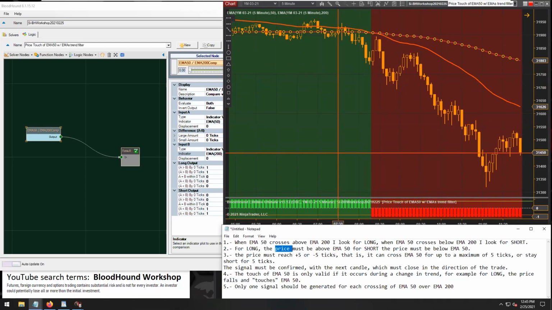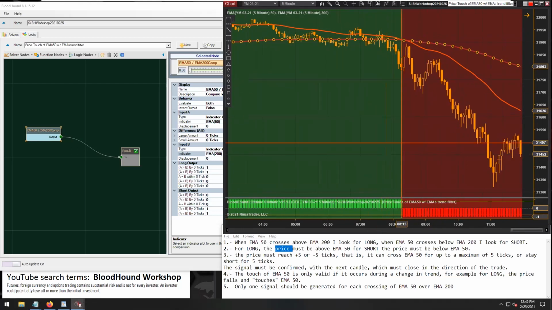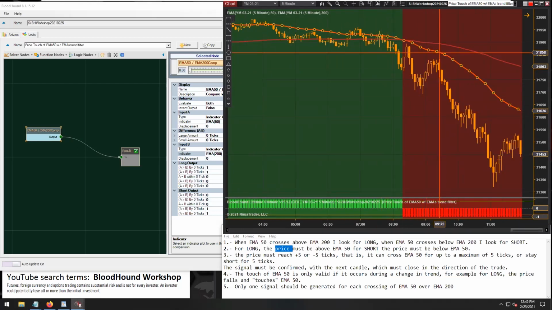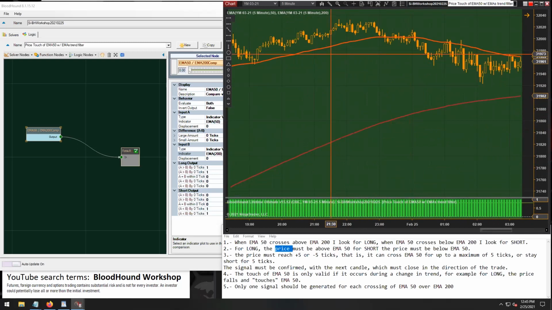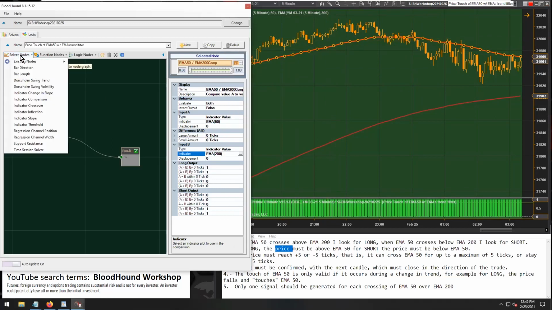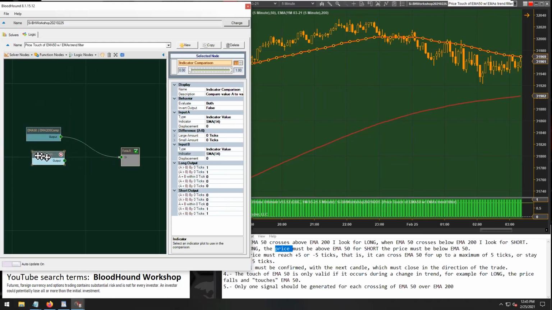I'll kind of go the extra step here, and we'll assume that if we're in a short trend, we're referring to the bar high, right? The high needs to be below the 50, or if we're in an uptrend, the low of the bar needs to be above the 50, right? So that's another comparison solver. We're going to compare the bar high or low. Actually, I should say it the other way. We're going to compare the bar low or high to the EMA50.